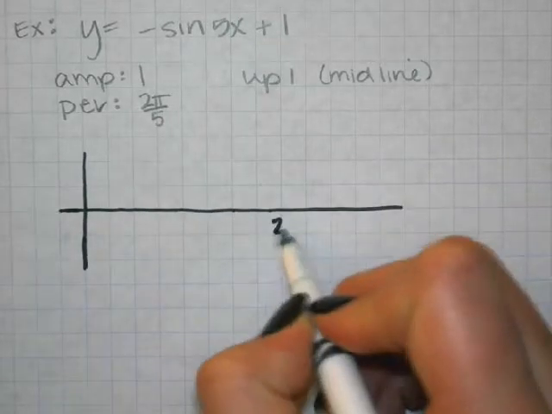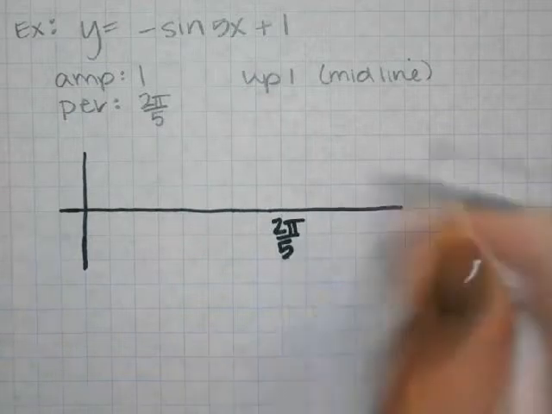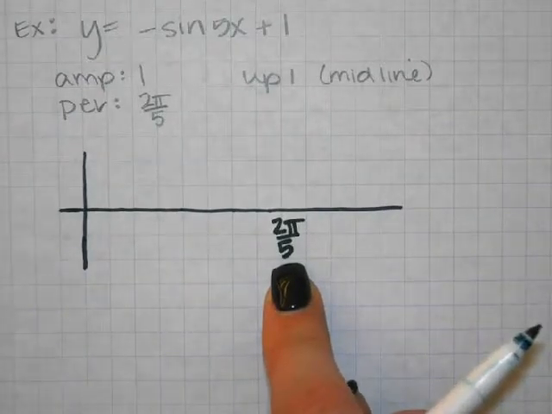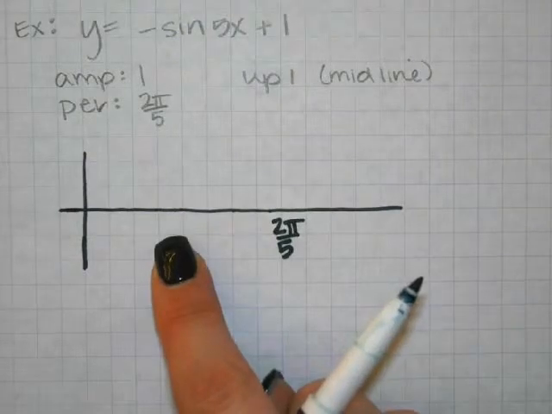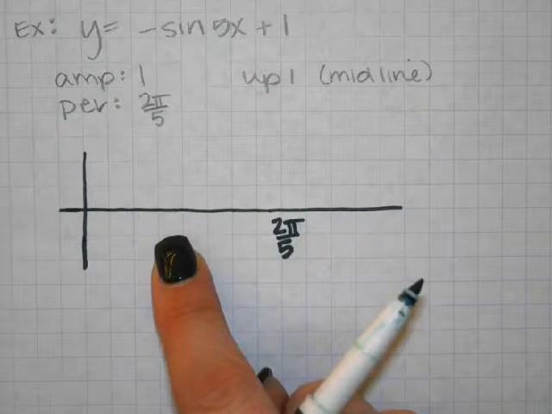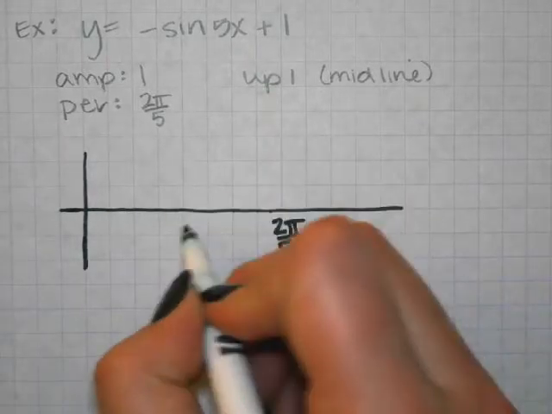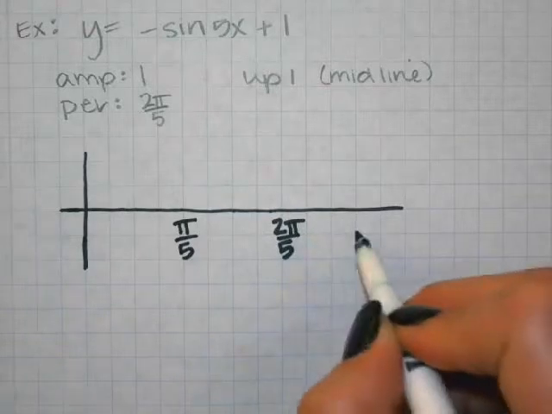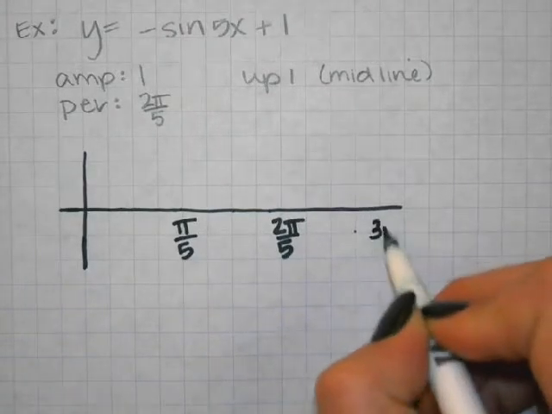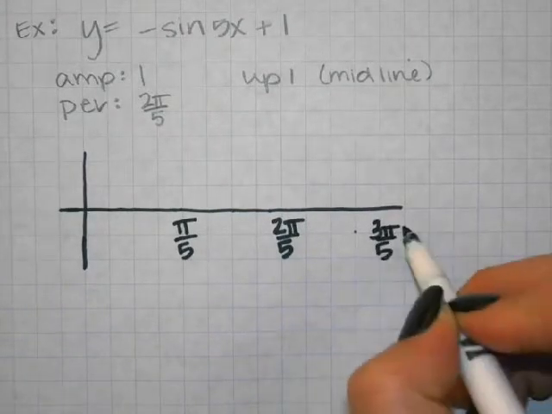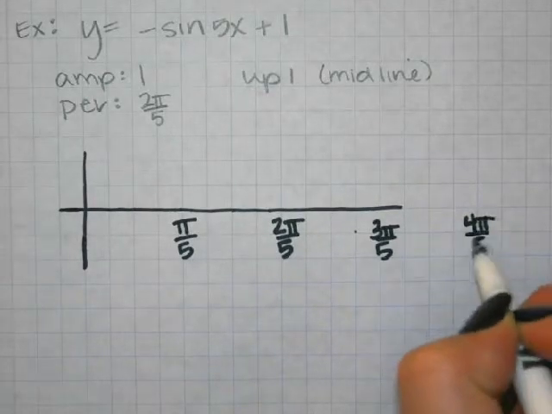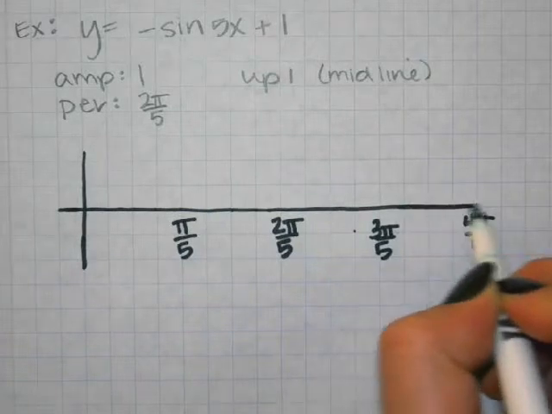I'm going to put 2 pi over 5 right there. So if 2 pi over 5 was 8 boxes, then how many fifths would be 4 boxes? 1 pi over 5, right? Okay, 1 pi over 5 would be 4 boxes, 2 pi over 5 would be 8 boxes. So I'll count 1, 2, 3, 4 boxes more, and that would be 3 pi over 5. 1, 2, 3, 4 boxes more, and that'd be 4 pi over 5.